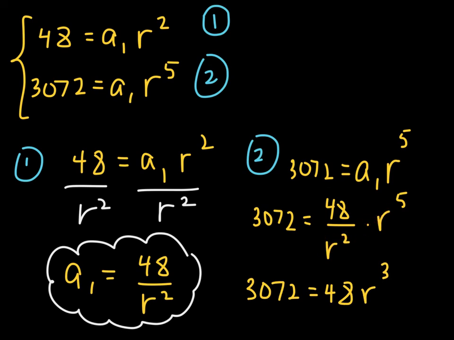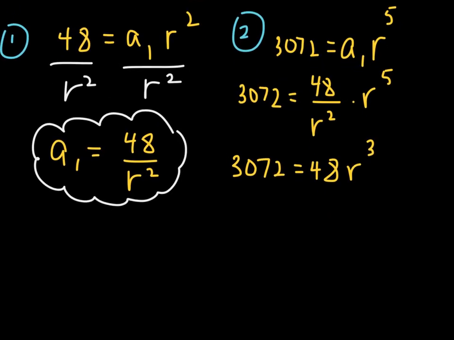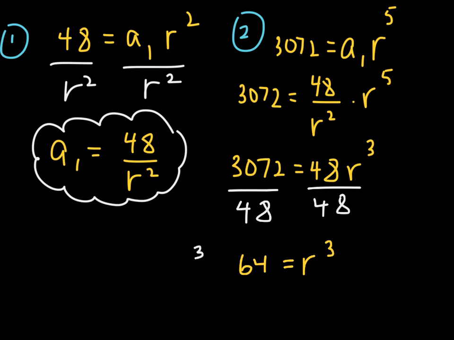Now, let me move this up a little bit. What we can do now is divide both sides by 48. That would isolate r cubed so that we can solve for r. 3,072 divided by 48, I believe is 64, is r cubed. Now what we can do is take the cube root of both sides, right? The cube root of both sides, so we get r all by itself. And we get r is equal to 4.